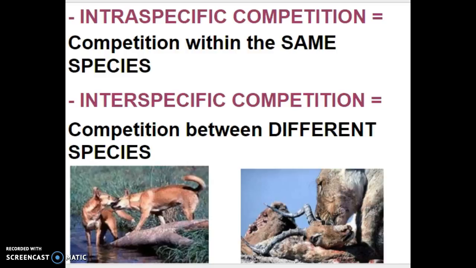Competition between the same species is referred to as intra-specific competition. For example, the two animals that I have there on the left side are more than likely going to have to compete for similar food resources. They may have to compete for the same pool of mates. They may have to compete for a shelter in their habitat. So as long as they are the same species, that is intra-specific competition.